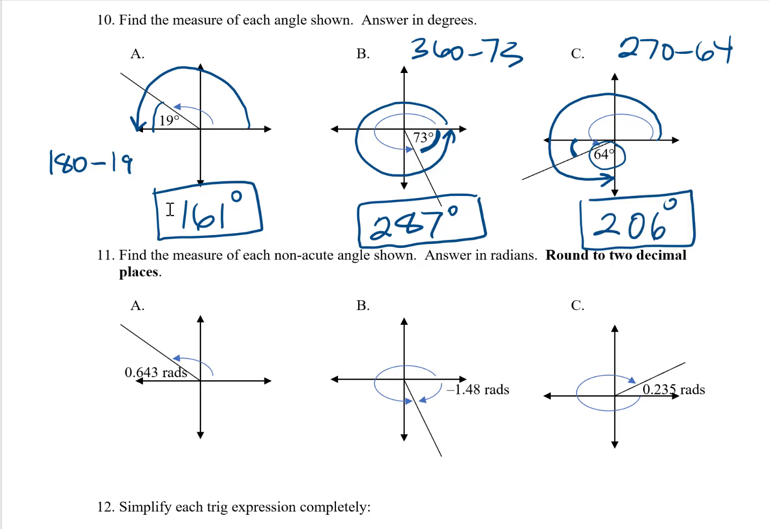Problem 11 is very similar. We're just going to have to use the calculator. Now we're working in radians. I'm given this little thing here. The whole thing here in radians would be pi. So I just need to figure out pi minus that 0.643.